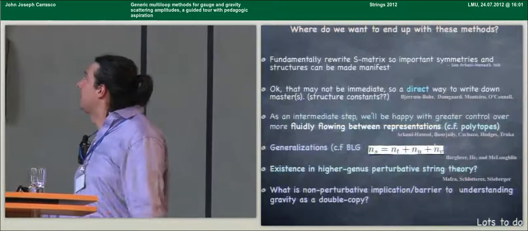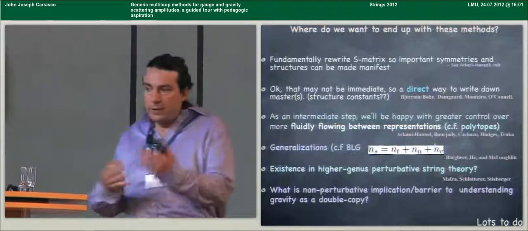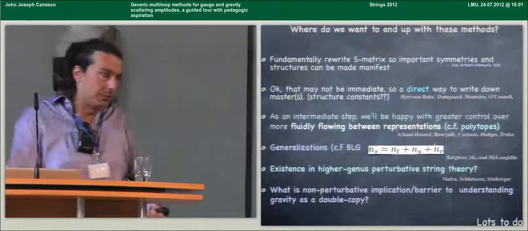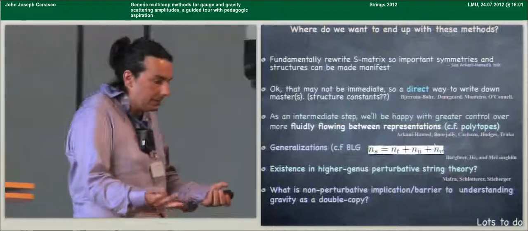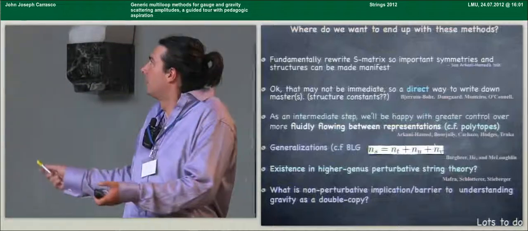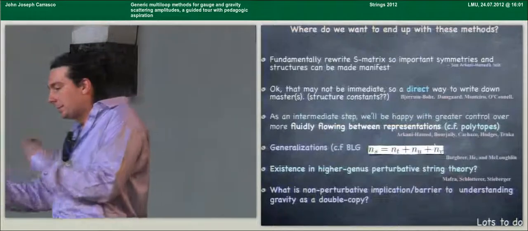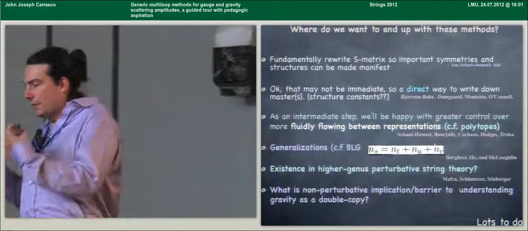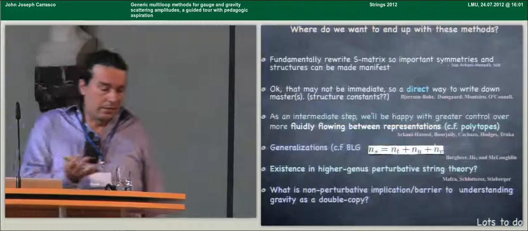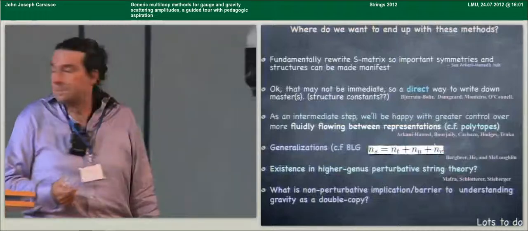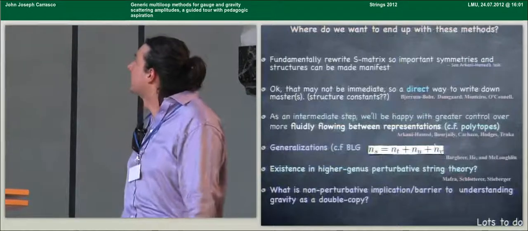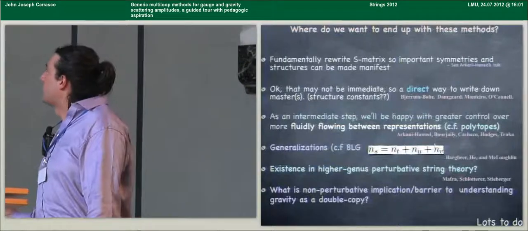As an intermediate step to this, we'd be happy with just greater control over moving more fluidly between representations. For example, N=4 super Yang-Mills planar is pretty much solved. I mean, getting the planar integrands is pretty much solved, and these relations move information between planar and non-planar, but you have to get the representations in the right form. All right, so being able to move more fluidly between representations is definitely desirable.